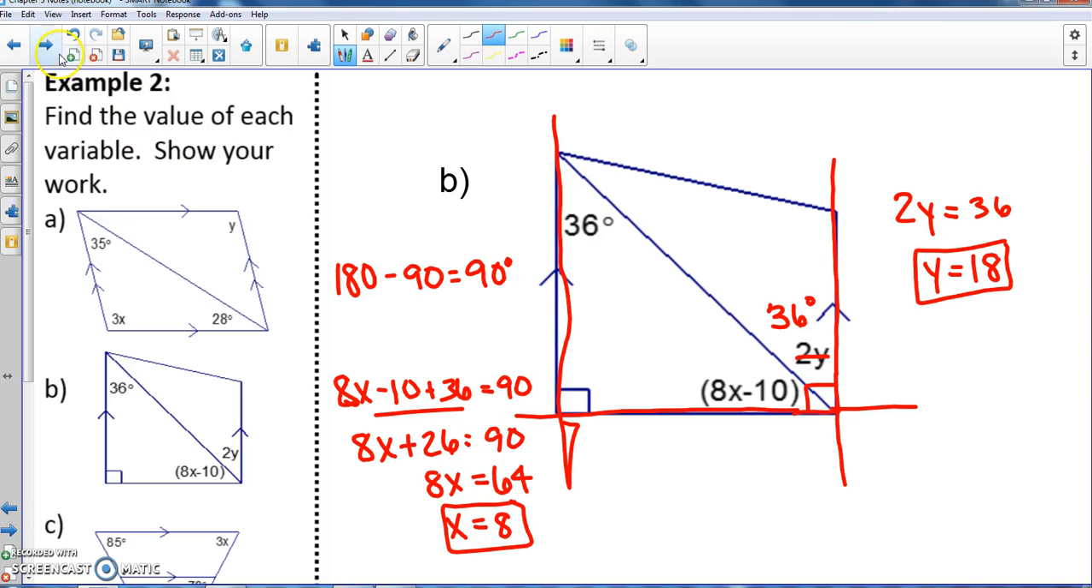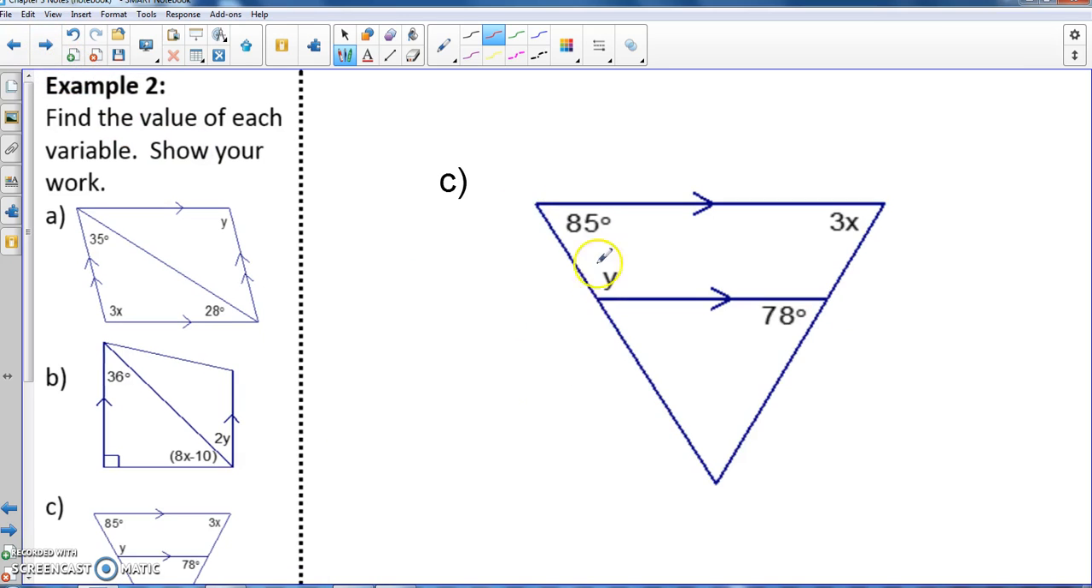All right, so I want you to take a moment with your table partner and try part C. I know it's cut off a little bit down here, but go ahead and try it here. So try part C, pause, take about 2 to 3 minutes, see if you can solve for x and y on this.